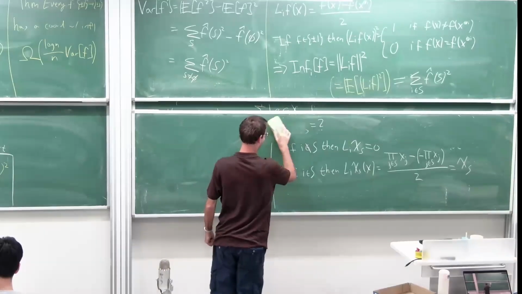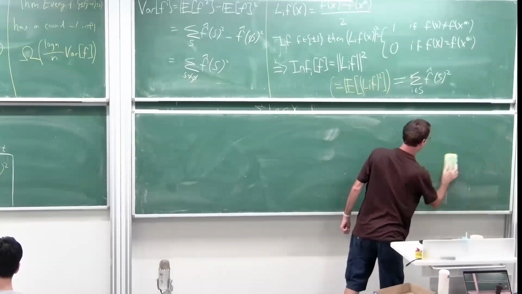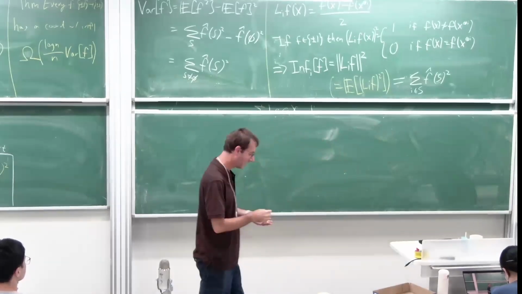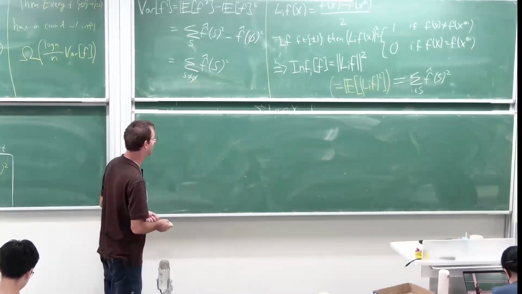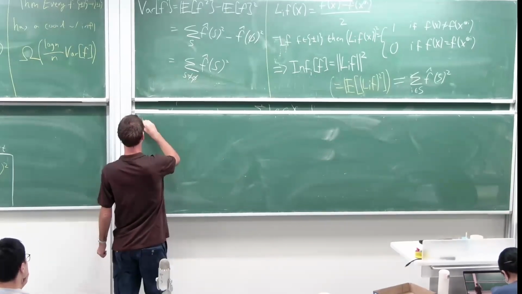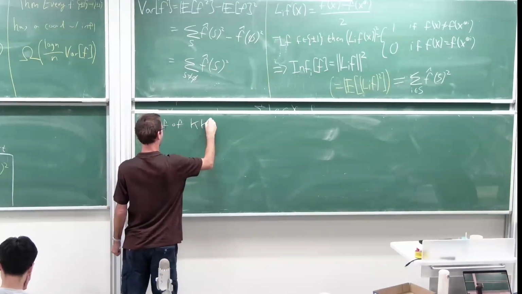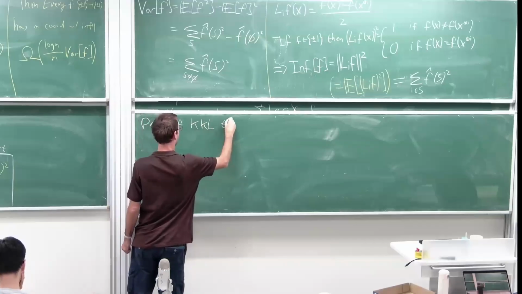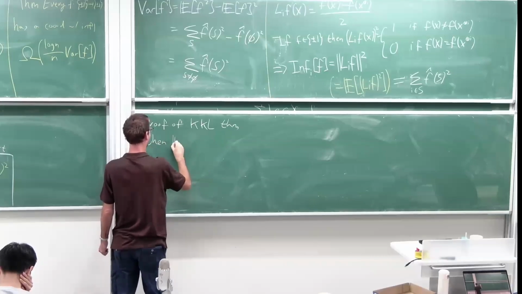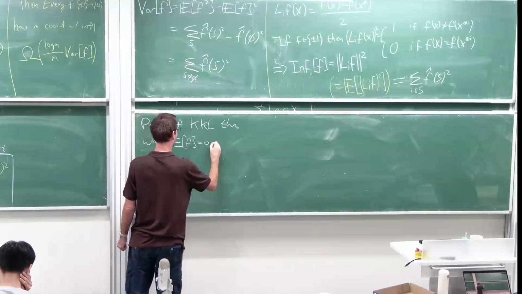So we're proving the KKL theorem under the assumption that the function is balanced. And this really doesn't make too much difference. It just slightly simplifies the expressions. You can take it as an exercise to generalize it to the full case. So this is the proof of the KKL theorem when a function is balanced, or equivalently, the variance is one.